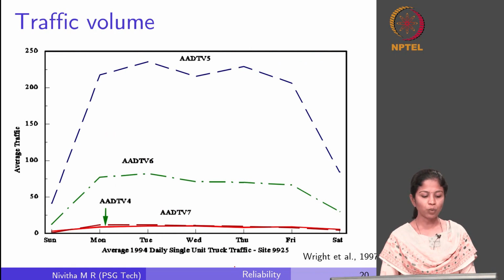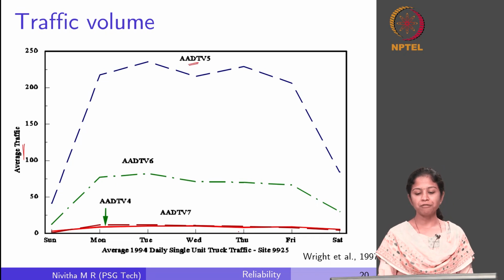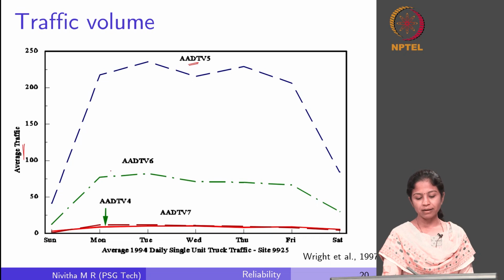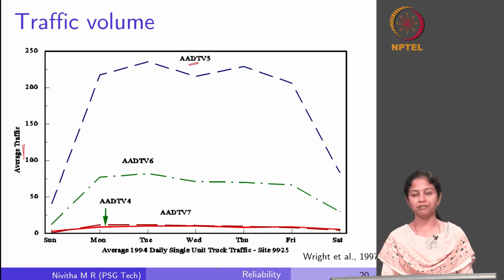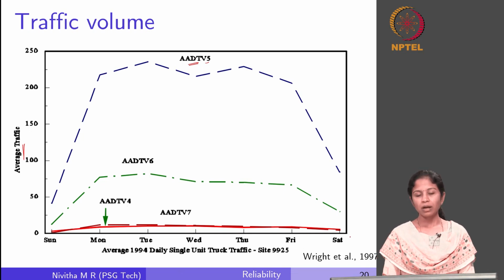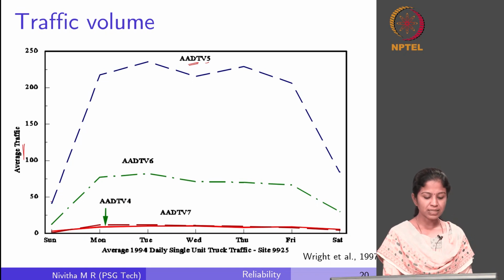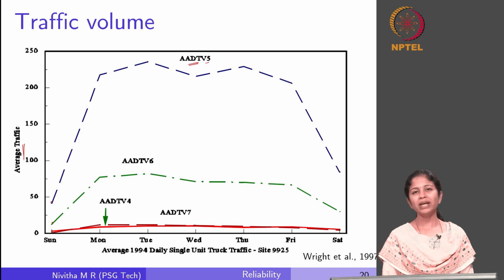So, this is the traffic volume, it is the average traffic given in terms of AADT, right. So, this is calculated at different locations, this is in fact measured at different locations. So, location V5, V6, V4 and V7, and it is done for different days in a week, right. So, for a given day you can see how it varies from different locations, right. So, why does this become important, right.